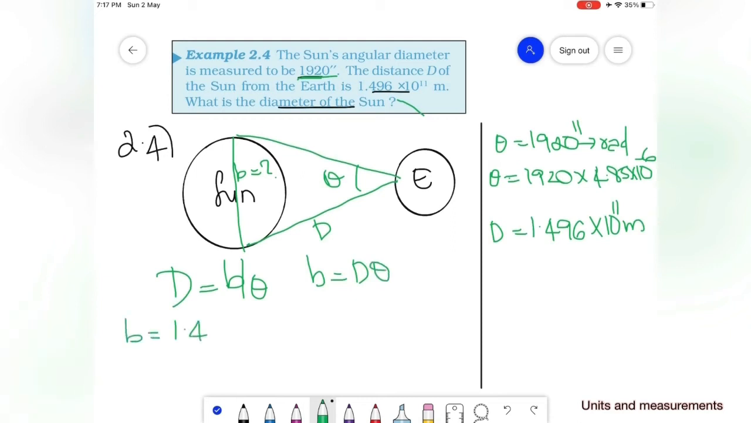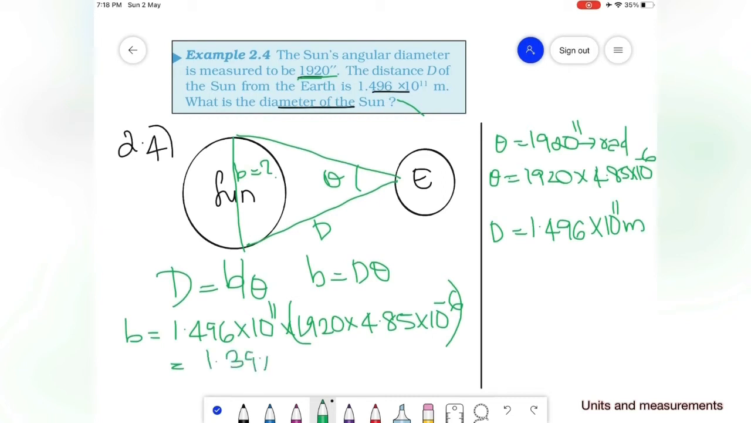What is the value of d here? 1.496 into 10 power 11. What is the value of theta here? 1920 into 4.85 into 10 power minus 6. So do this calculation and you find the value. That is 1.39 into 10 power 9 meters.